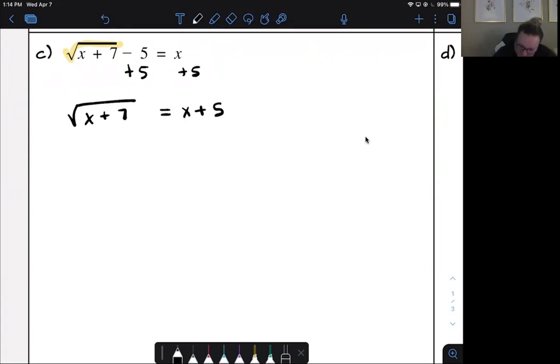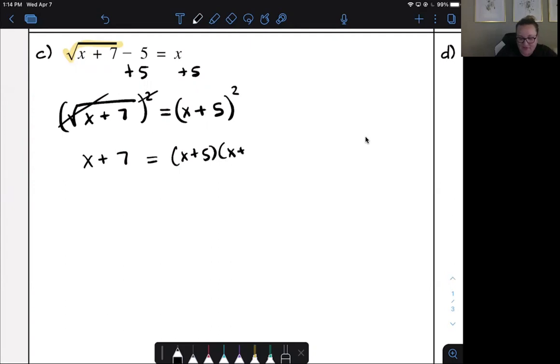So what happens is, to cancel the square root, we're still going to square both sides. That doesn't change. When I square the square root, it cancels. I'm left with x plus 7. But now I have x plus 5 squared, which really means x plus 5 times x plus 5. We need to multiply that out. X times x would be x squared. X times 5 is 5x. 5 times x is 5x. 5 times 5 is 25.